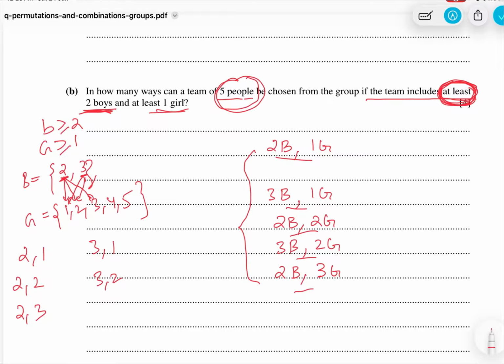3 3 will be 6. So that's it. See? 1 2 3 4 5. No more outcomes are there. This is the simplest way which I have taught you. Use this way and you will never get it wrong.